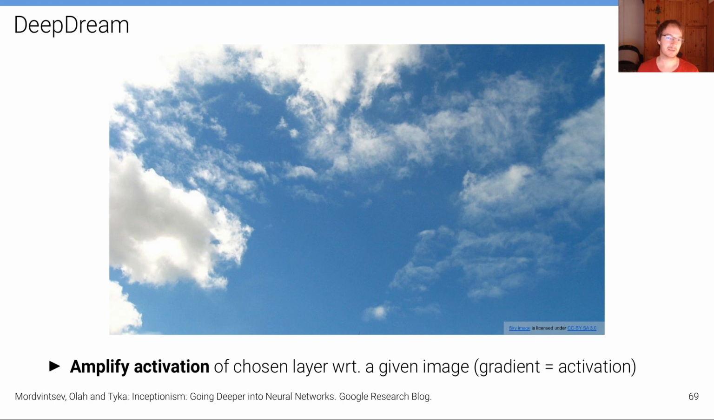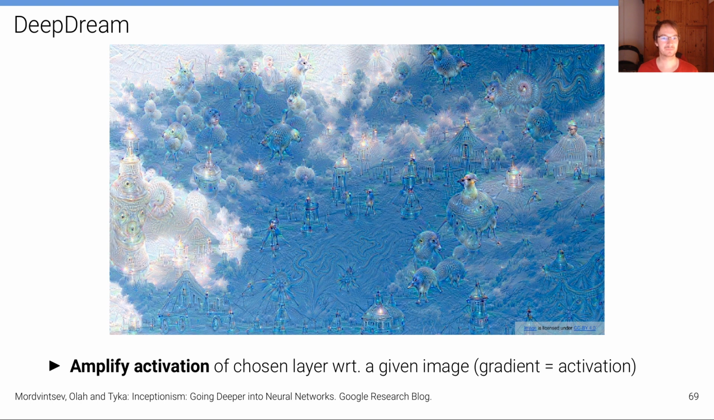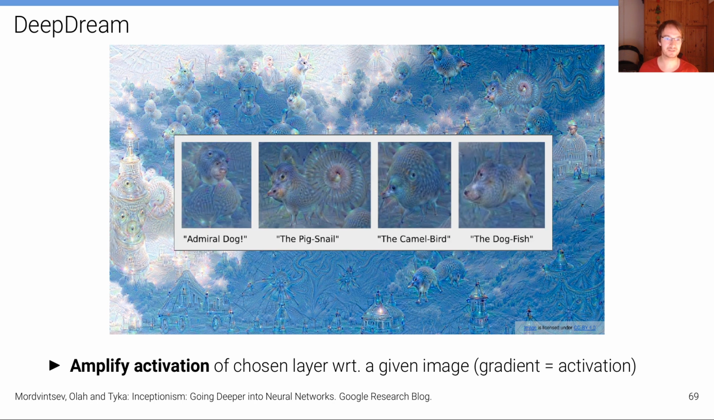And you do that by backpropagating gradients, not to the weights, but to the input pixels, and modifying the pixels such that they activate what is activated already more. And if you do this, then you get interesting results such as these. It's called DeepDream, where you now see in this image of the clouds some artistic objects appearing, such as some fantasy animals like an admiral dog, or a pig snail, camel bird, or a dogfish.